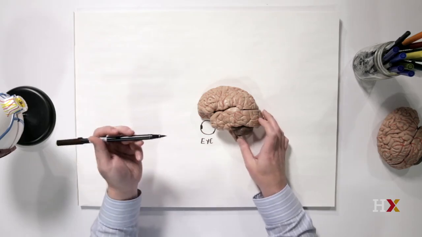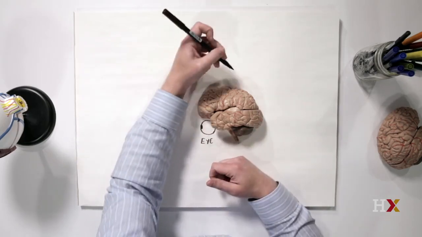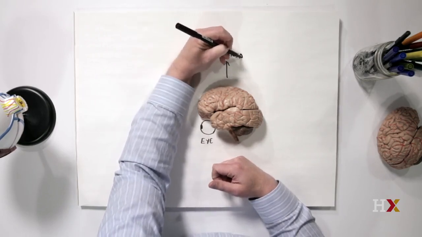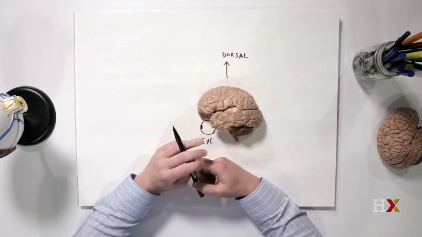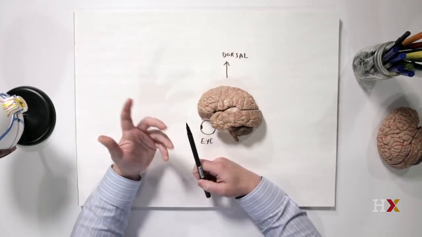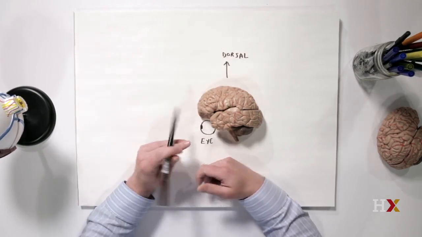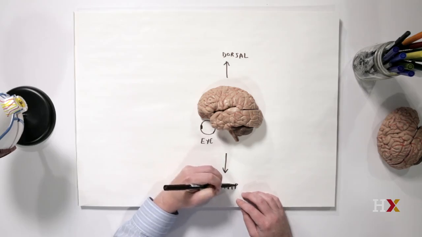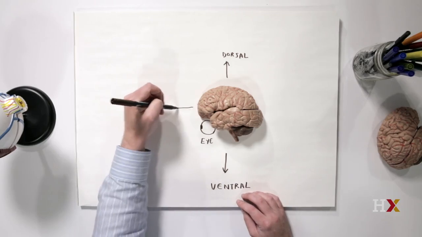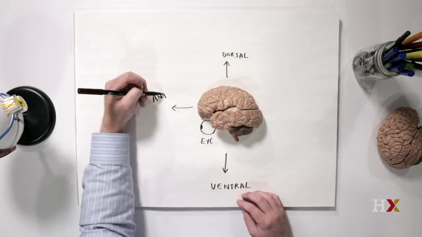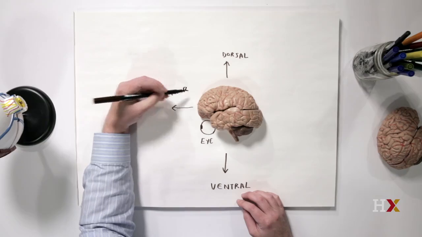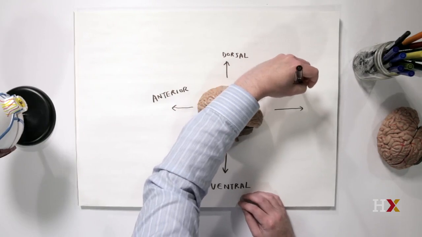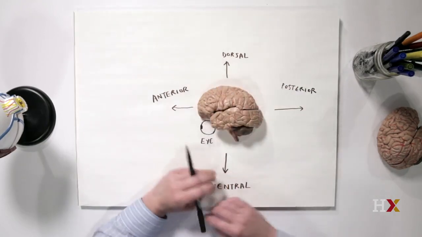Now, just to orient you to some geographic terms that we use for anatomy, this direction we call dorsal. An easy way to remember this is if you've heard of the dorsal fin of a shark or a whale, that's the same kind of terminology. And then this direction we call ventral. This direction we call anterior, meaning front, and this direction we call posterior, or towards the back.